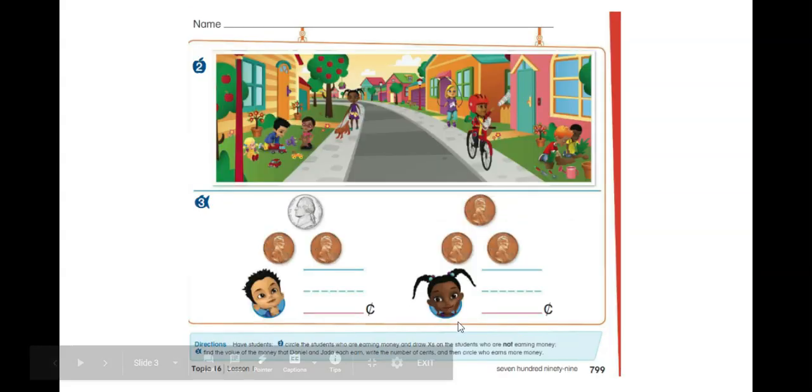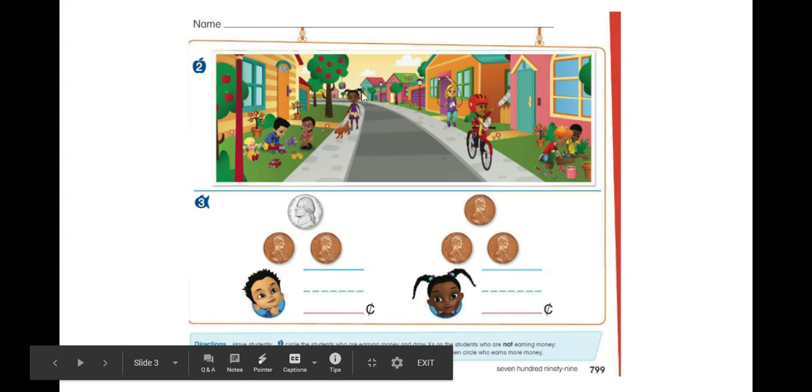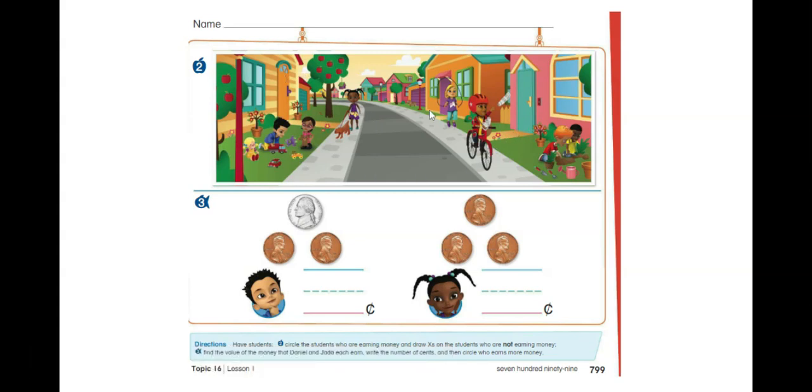Let's go to page 799. Look at the picture up at the top. It has several kids doing different things. Now, look at this girl. Could it be a job to walk the dog? That is a job, actually. This girl is jumping rope. That is not a job, so she's not earning money there.